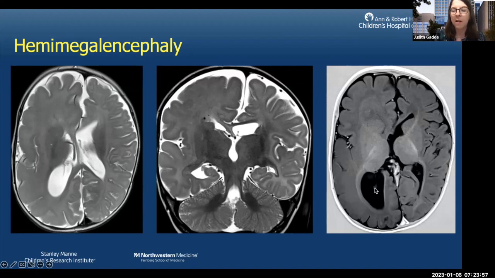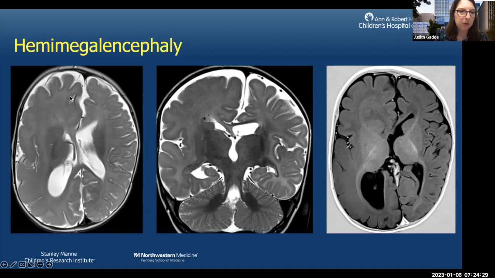We can see here the image on the right is what we call a T1 IR, inversion recovery, which helps in neonates and young patients when we're looking for myelin. But here we can see that ipsilaterally enlarged lateral ventricle. And then these patients will often have abnormal myelination in the involved cerebral hemisphere, usually hypermyelination, so advanced myelination.